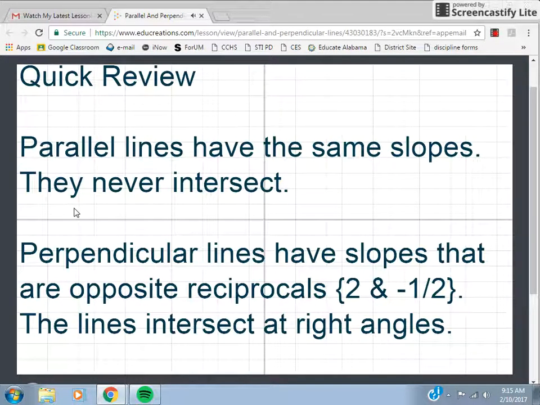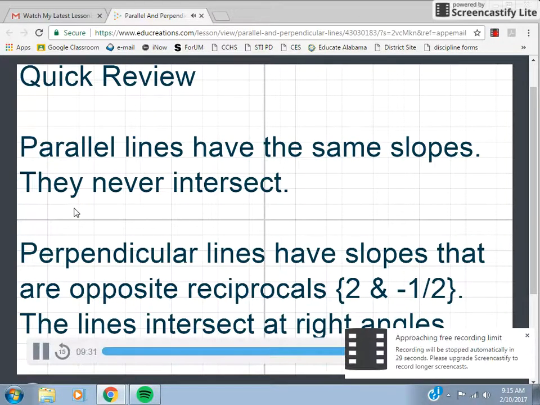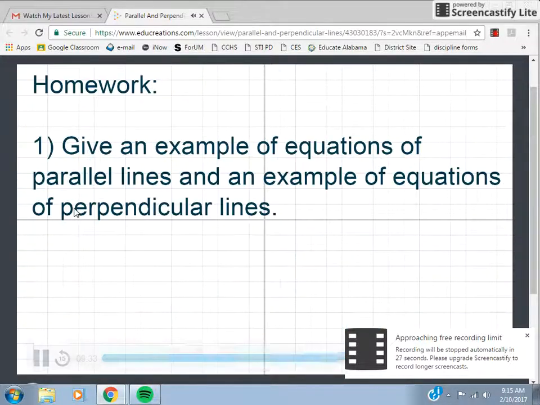Just a quick review here. Remember that parallel lines have the same slope, and they are lines that never intersect. And perpendicular lines have slopes that are opposite reciprocals. Look at the example 2 and negative 1/2. And those lines intersect at right angles.